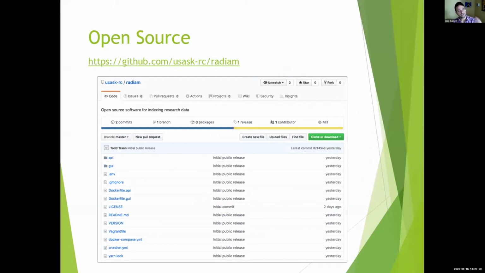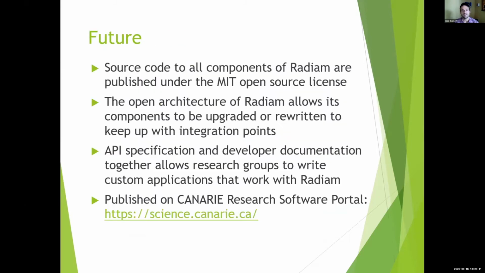You've got the full code base at usask.rc/Radiam on GitHub. It's divided up into the main server chunk of the code where everything posts to, as well as the agents, which live somewhere separately. But it's all on GitHub. It is MIT licensed, so very open source. We are hoping to be able to continue developing it.